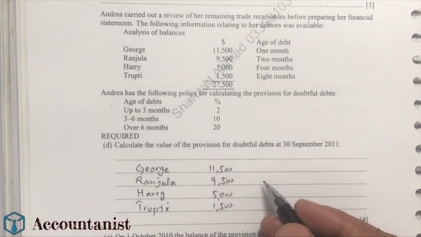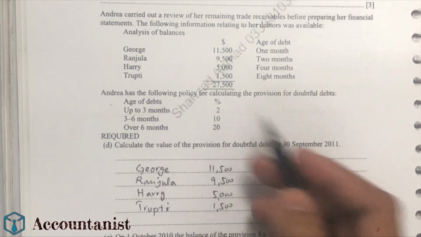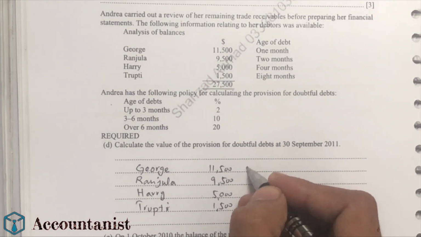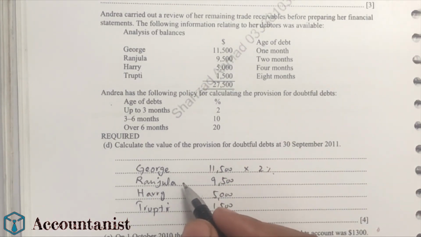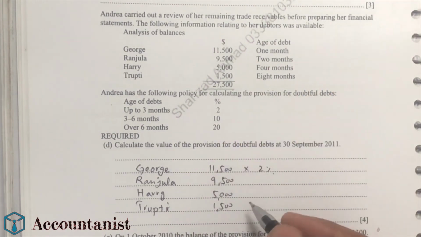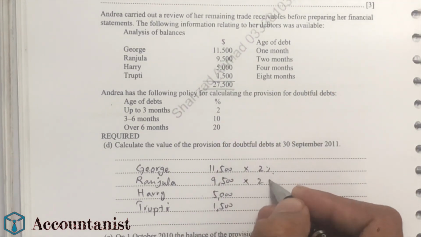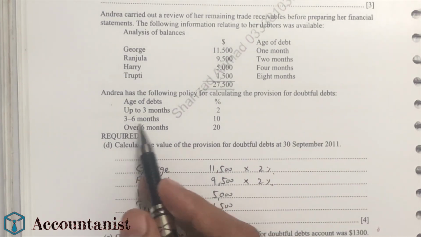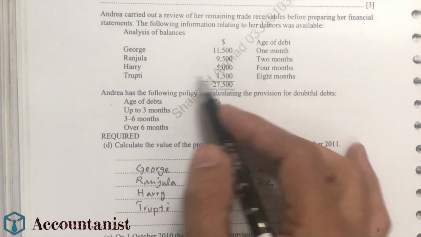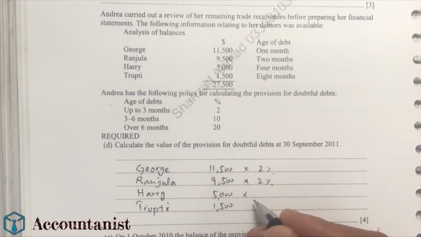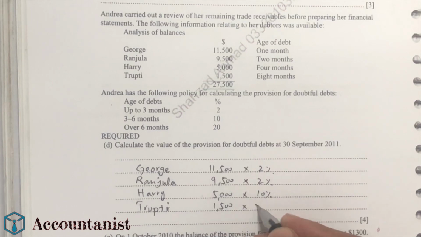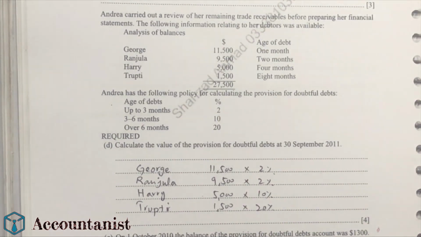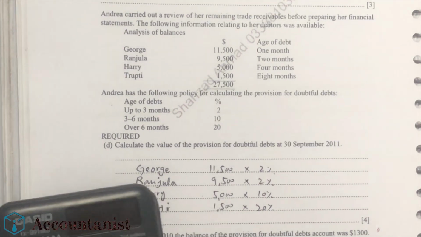So the relevant percentages: up to 3 months is 2%, and George is 1 month, so we apply 2% here because it is less than 3 months. The 2 months for Ranjula means 2% again. 3 to 6 months is 10%, and that is Harry, so Harry will go with 10%. Trupti is over 6 months, 8 months, so it will go with 20%. Now we are going to calculate these percentages.